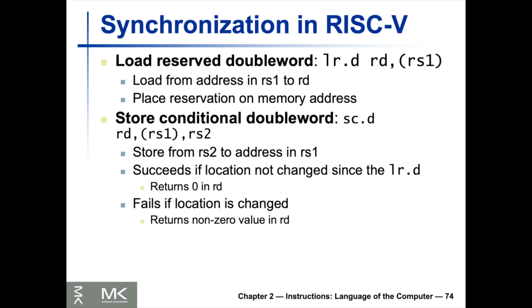It's going to succeed if the location has not changed since the load, and that's the important part. We don't want that to be changed. Otherwise, we are accessing some value that has been altered, right? So success returns 0, and failure returns a non-zero value, which is 1, in RD. Okay, let's see two examples of that.